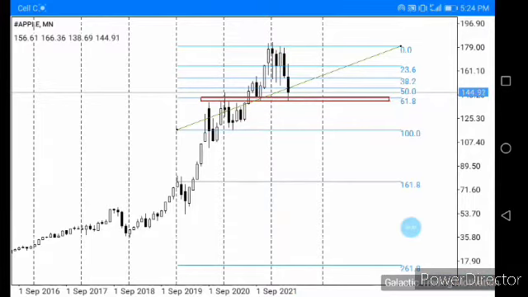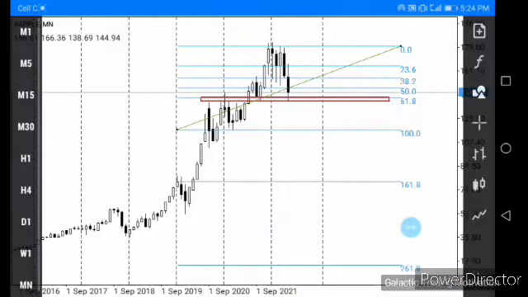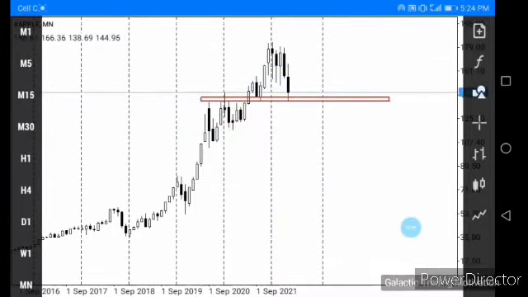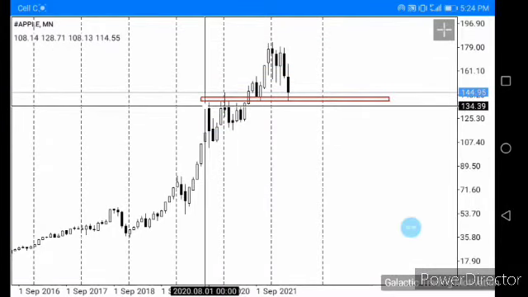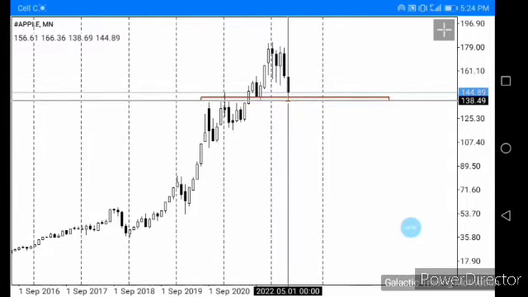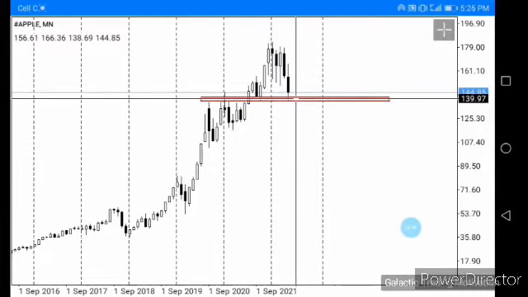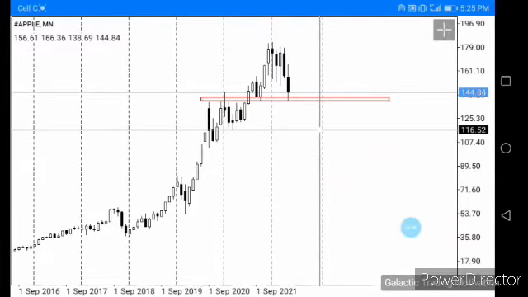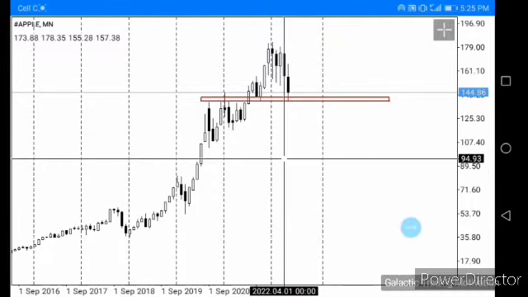So let's continue. I'm just going to delete this Fibonacci retracement tool, but in the back of our minds we need to keep the fact that price retraced to the 61.8% Fibonacci zone, right? So let's continue. What else can we see on this particular chart of Apple?